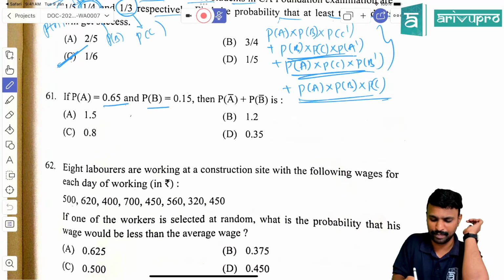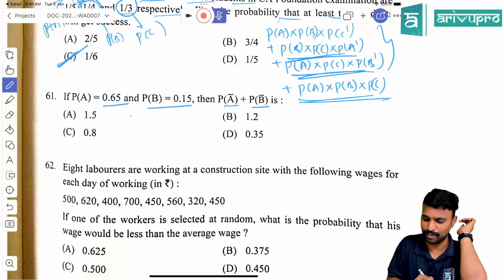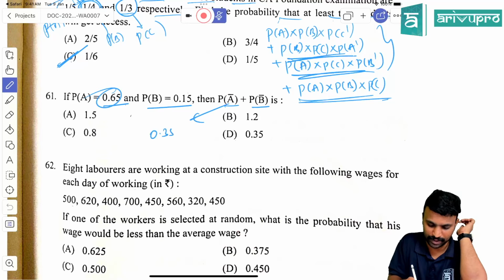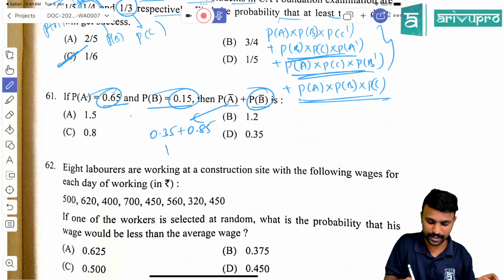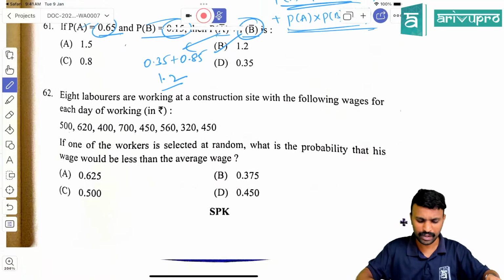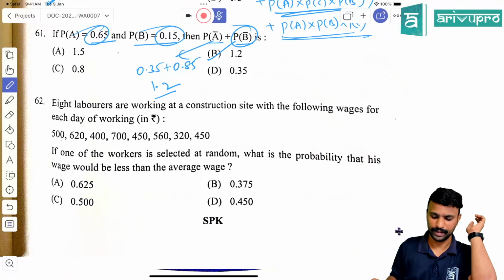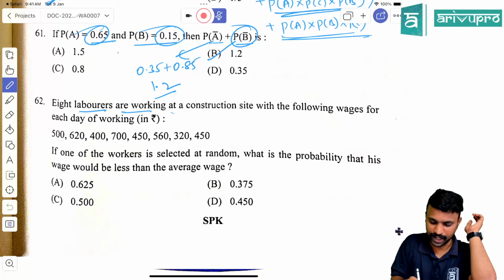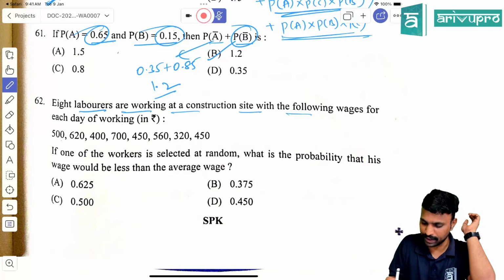As P of A given, P of B given, P of A dash plus P of B dash is asked. What is P of A dash, guys? The complementary of this is 0.35. What is P of B dash, guys? Complementary of 0.15, which is 0.85. So add this, you get 1.2. So option B is the right answer. Have you understood? Right.